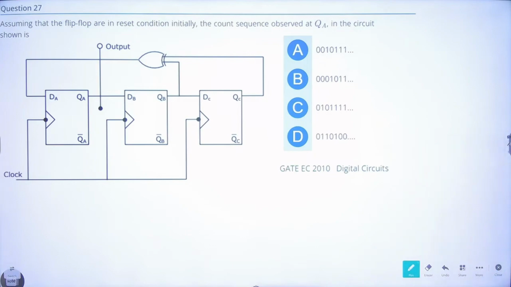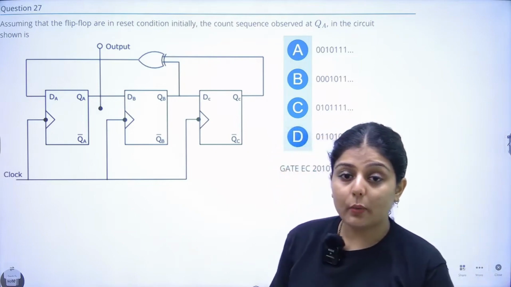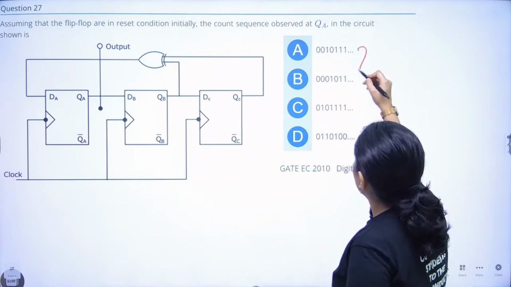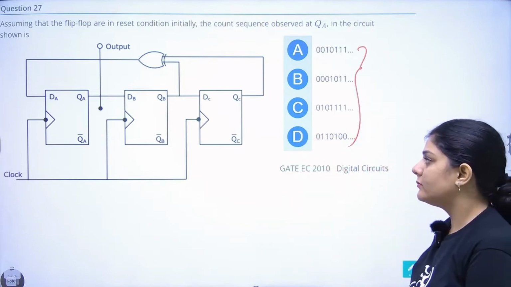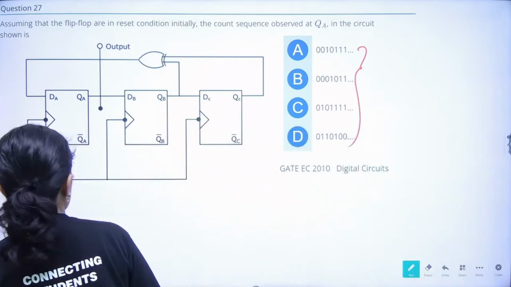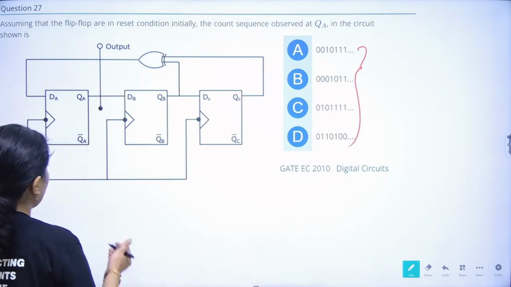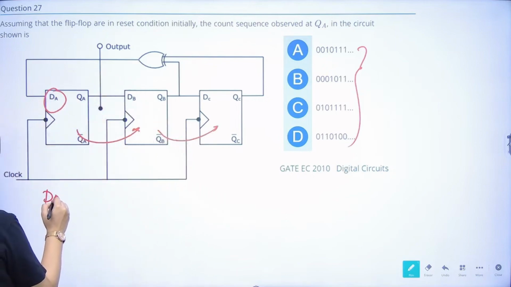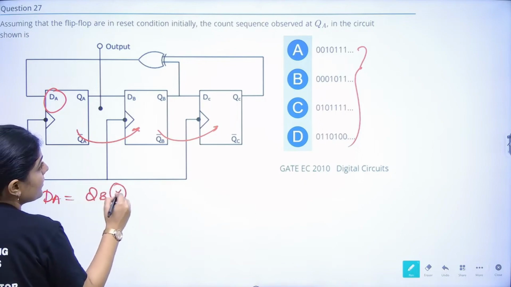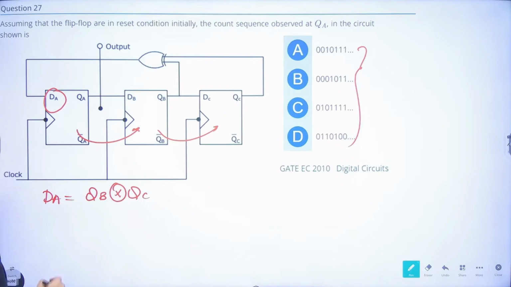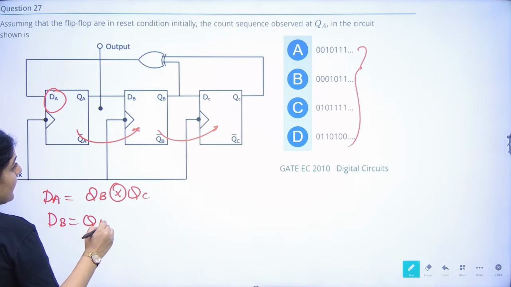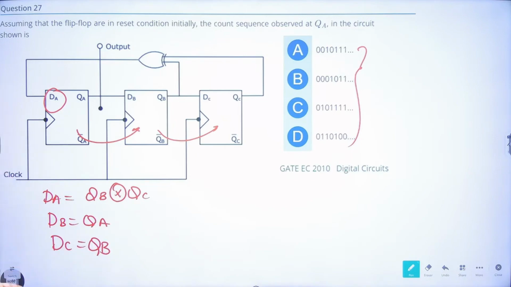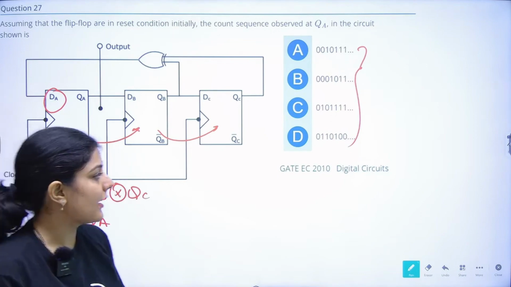Assuming that the flip-flops are in reset condition initially, the count sequence observed at QA in the circuit. So they are saying that you have to check which of the sequences is true for this circuit. Easy, we have done this kind of question before also. We have to make the table. As we can see, this is shifting, and DA is given by QB XOR QC, right? And we can see that DB is nothing but QA and DC is nothing but QB, right? From this we can make the table and easily see what transition is occurring here.